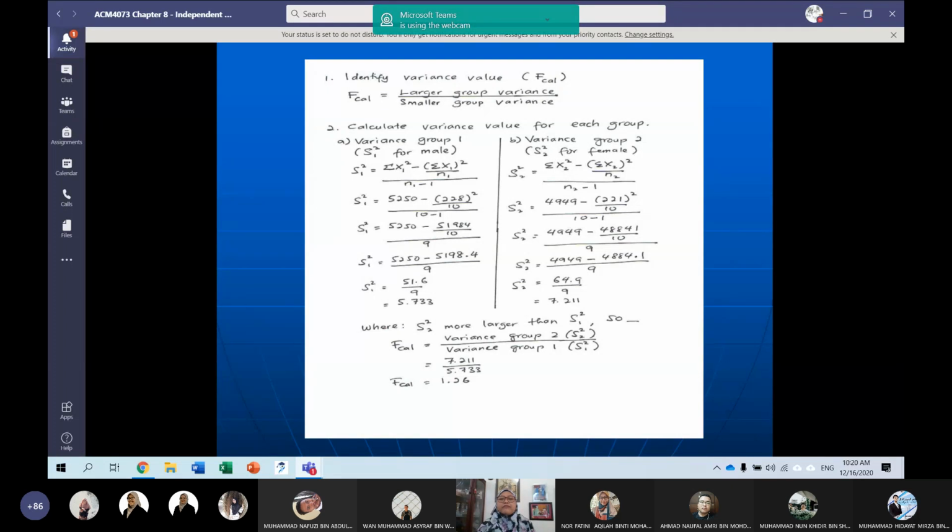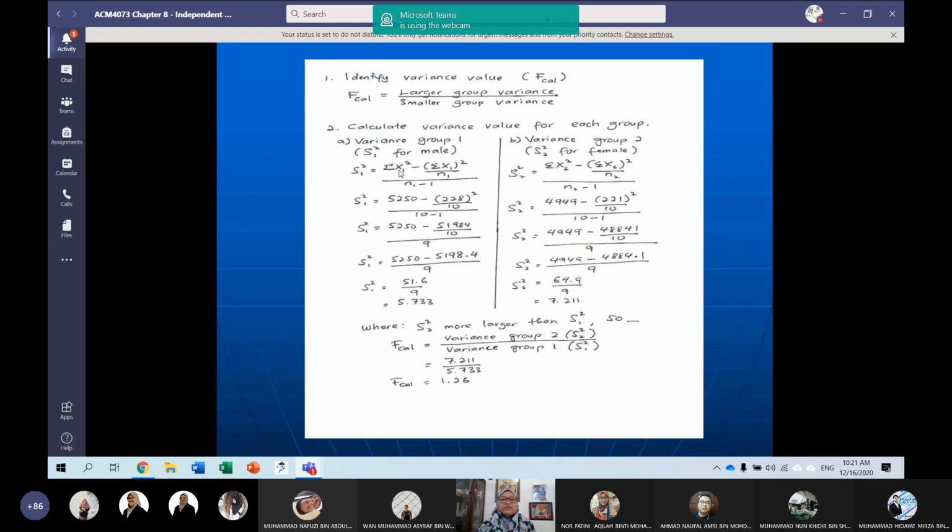This is the calculation for each. We provide both for equal and unequal. Now we have to identify the larger group variance and divide it by the smaller group variance. How do we do it? The first one is to look at the variance of group 1. Group 1 is the male. S1 squared, and this is the calculation.